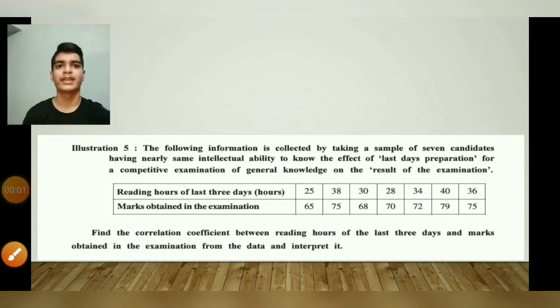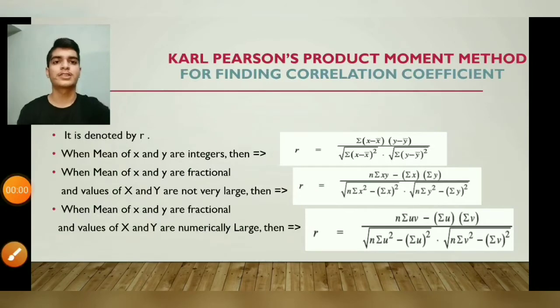Illustration number 5. The following information is collected by taking a sample of 7 candidates having nearly the same intellectual ability, to know the effect of the last 7 days' preparation for a competitive examination of general knowledge on the result of the examination. Find the correlation coefficient between reading hours of the last 3 days and marks obtained in the examination from the data and interpret it. First, we have to find the mean of x and y to know which formula is applicable to the sum.